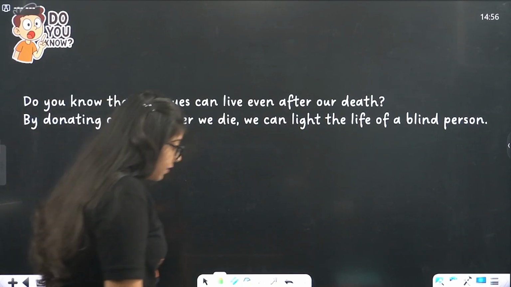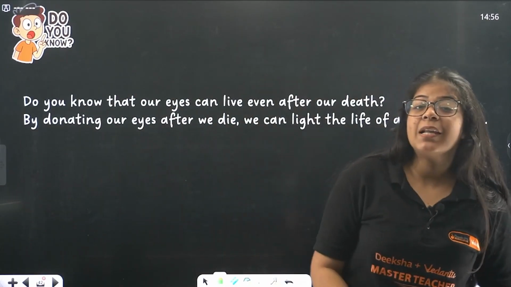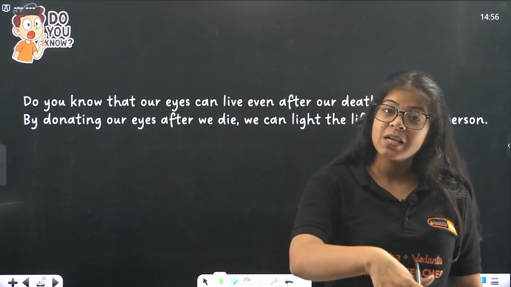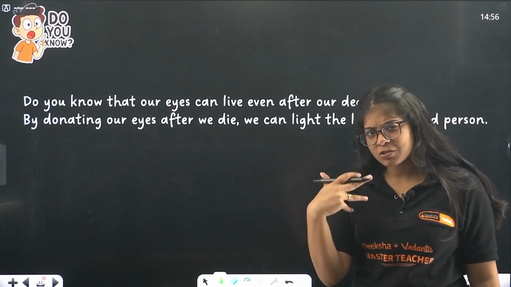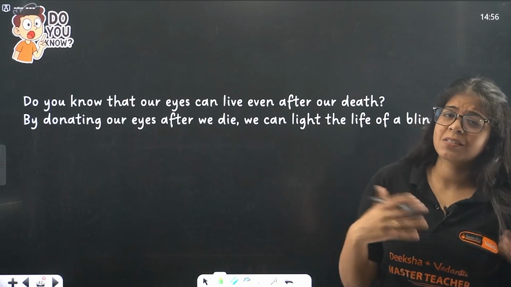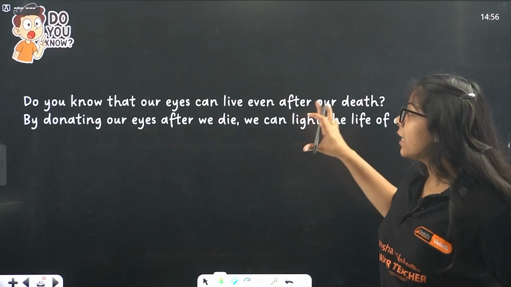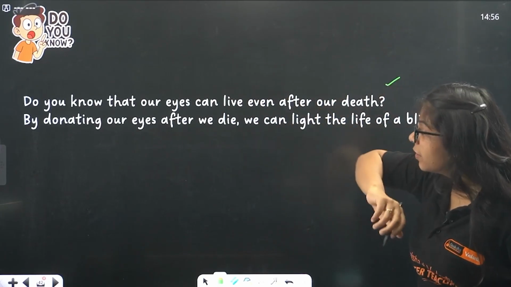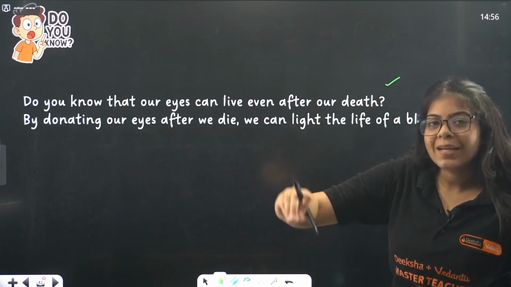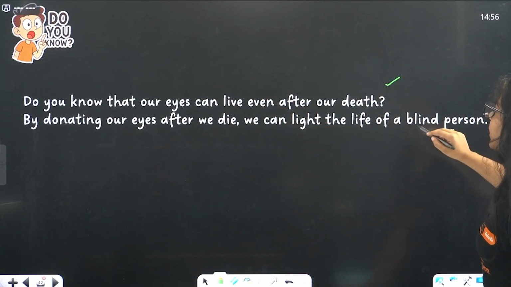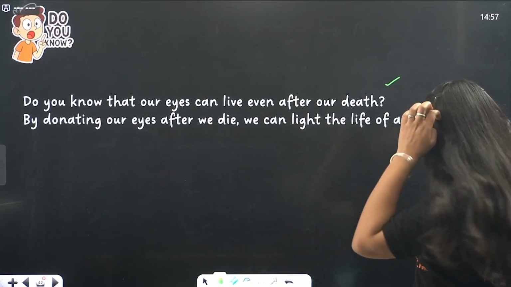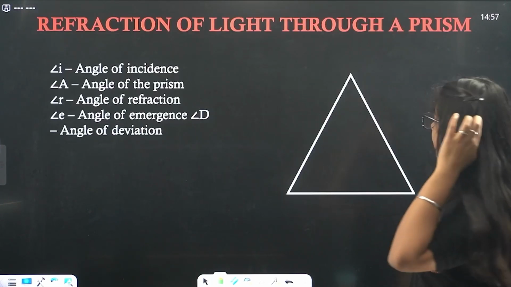A very interesting fact. Do you know that a person's eyes live a little longer than that person does? Our eyes keep on breathing because they take oxygen from the air. Remember? Not the exact reason, but sometimes that reason can be used. Our eyes can live even after our death by donating. They donate the eyes after we die. We can light the life of a person who cannot see. Right? Interesting fact? Good.